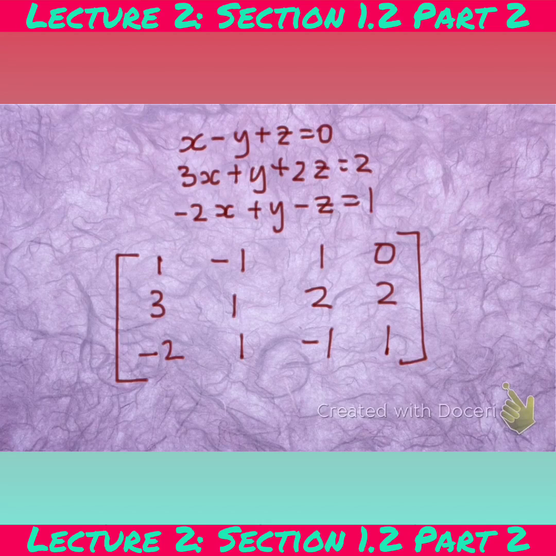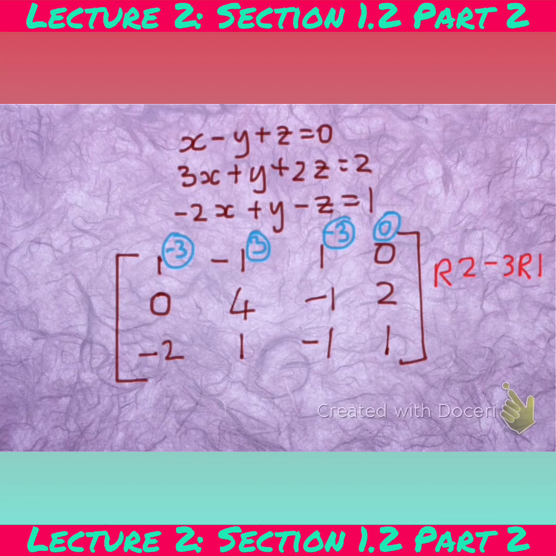I'm going to change the second row by basically multiplying the first row with 3 and adding it to the second row. Okay, so doing this, we get the first entry, we get minus 3, we get 3, we get minus 3, and we get 0. And now we add it to the second row. First entry becomes a 0. The second entry becomes a 4. The third entry becomes a minus 1. And the last entry becomes 2.